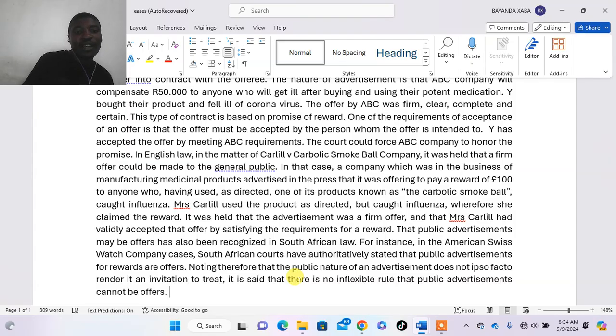Mrs. Carlill used their product and caught influenza. Therefore, she claimed the reward. It was held that the advertisement was a firm offer and that Mrs. Carlill had validly accepted the offer by satisfying the requirements for the reward. That public advertisement is recognized in South Africa. Then you state the case of the American Swiss Watch Company, which you know. Then for South Africa, you state that there is a difference between this and an invitation to treat. Then you are done.